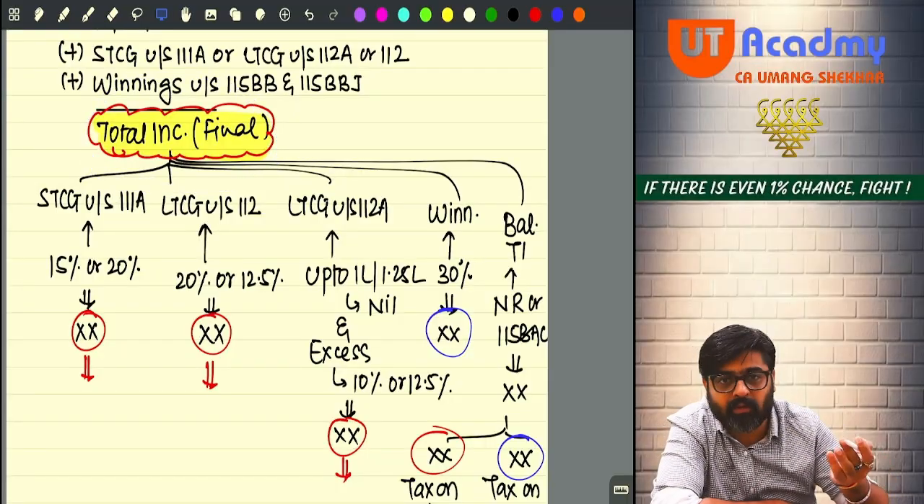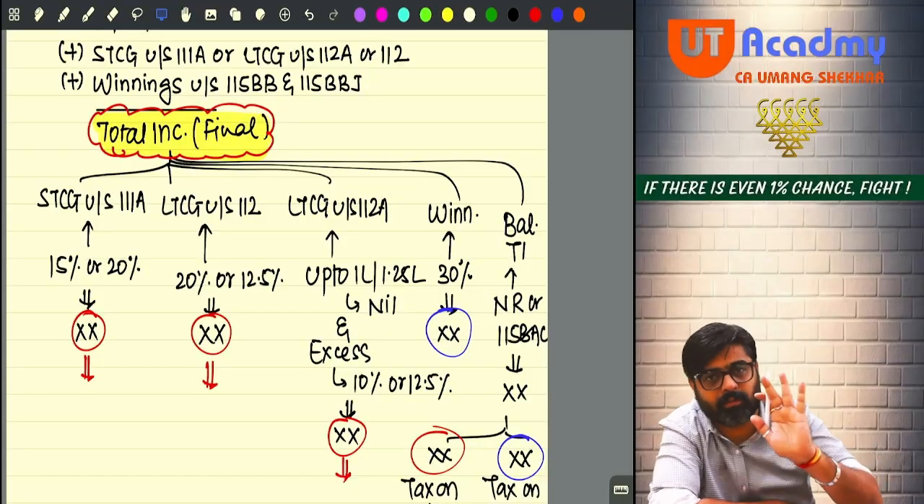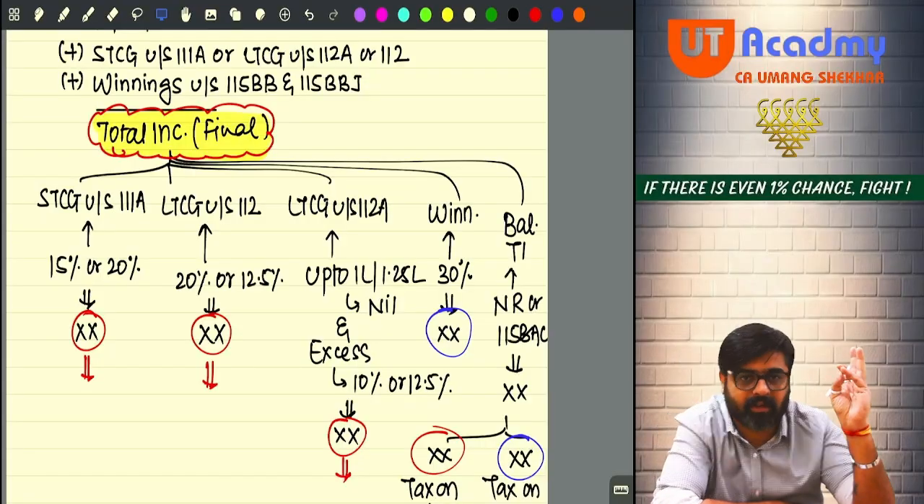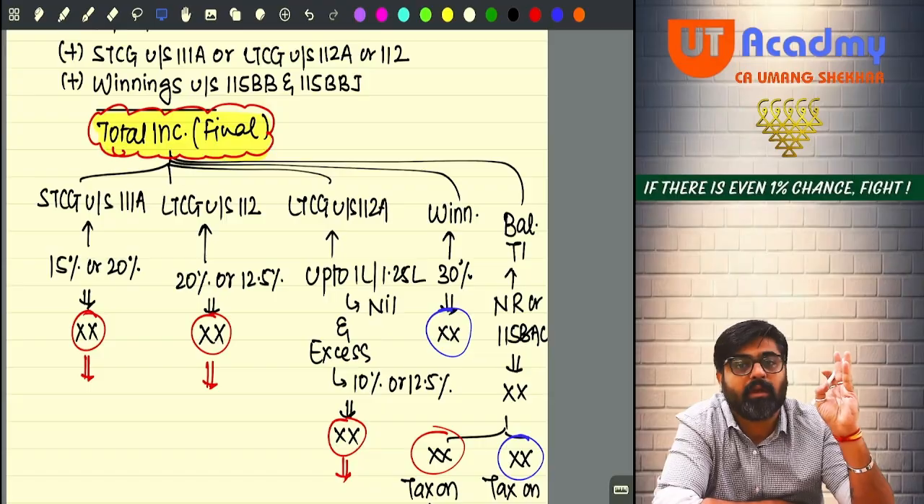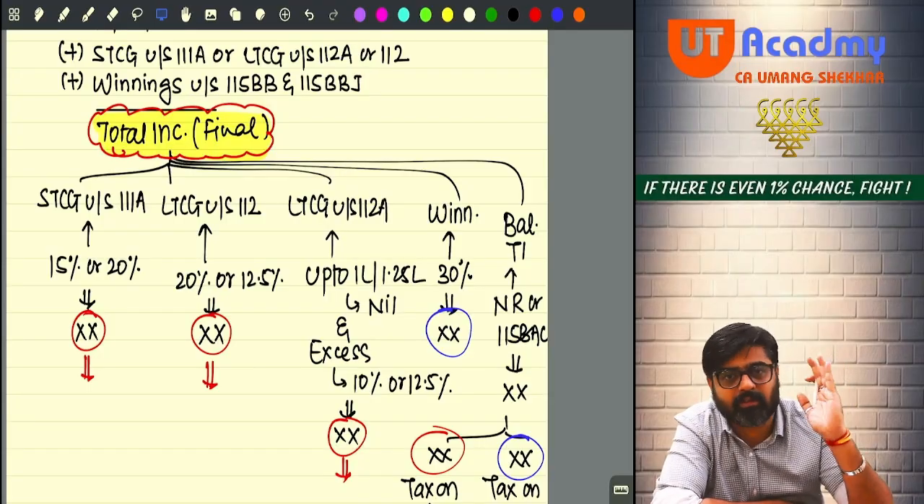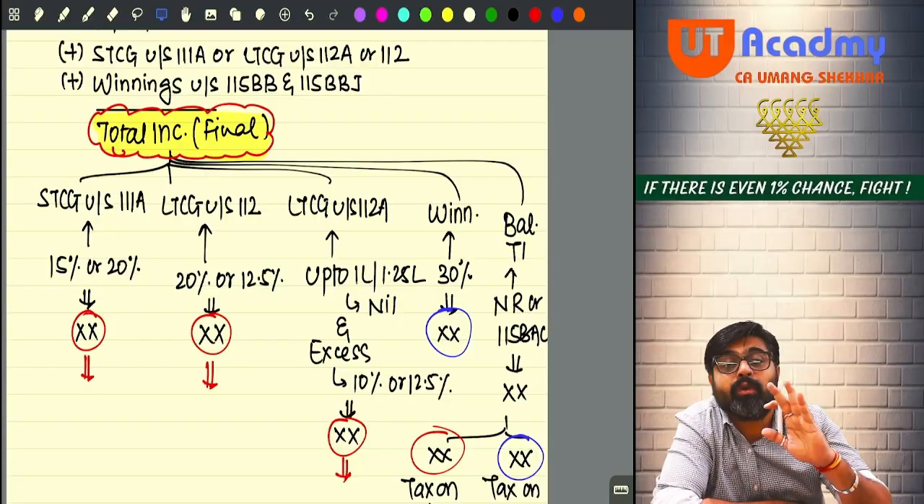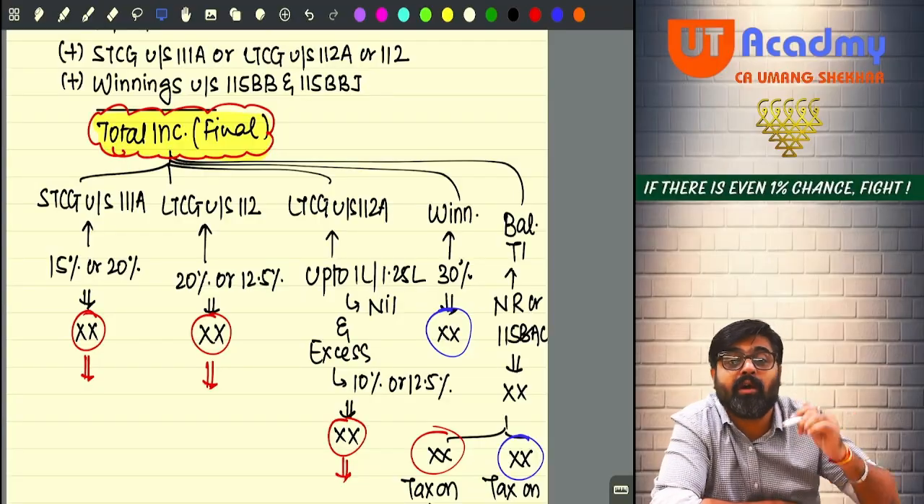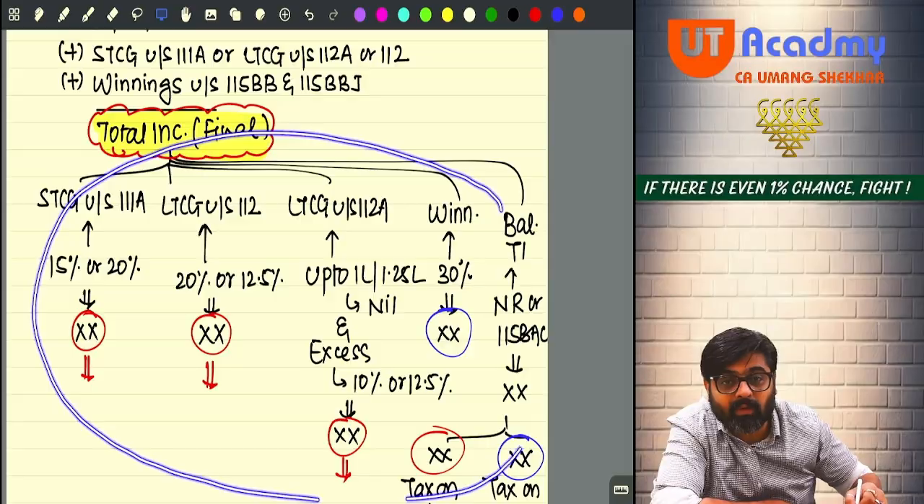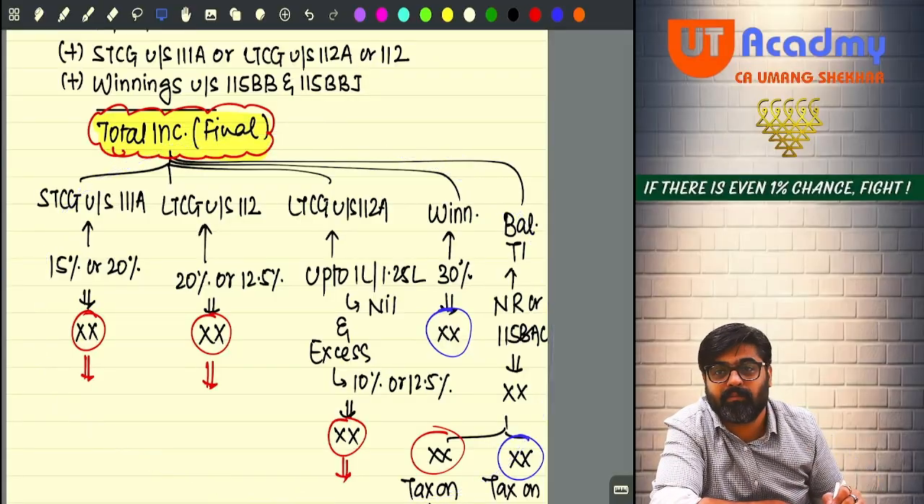If I am following 115BAC, the total income should be 7 lakh rupees or less. I am a resident individual. My total income is up to 5 lakhs, up to 7 lakhs, as the case may be. Yes or no? Then I am going to get the rebate of tax which I have calculated on my total income.